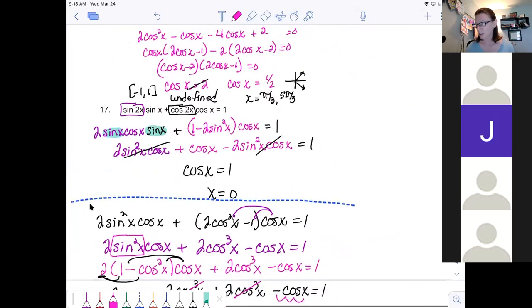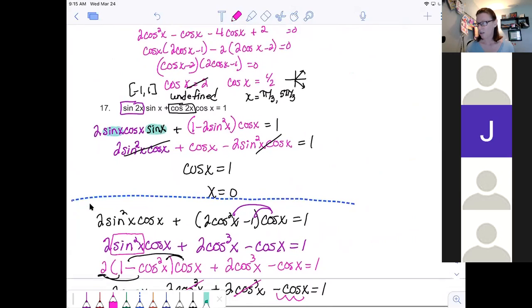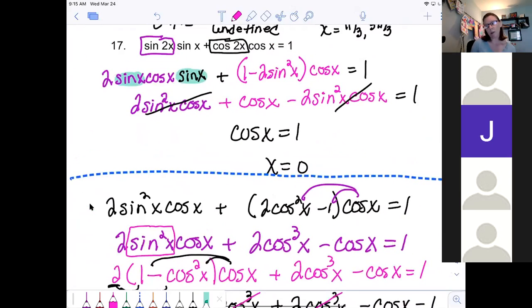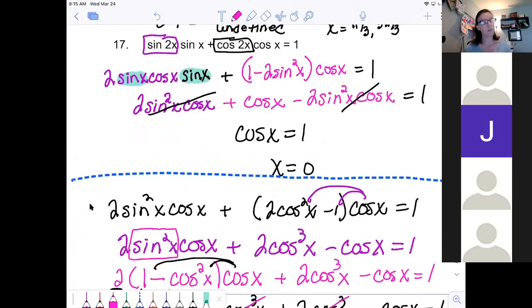Questions. So Darby's way might have been shorter, but it really depends on how you start it. So once you start it, if it doesn't work for you, try a different formula. If you can't get it to work the first time, maybe try the other formula to see if you can get it to work out. Questions on number 17?